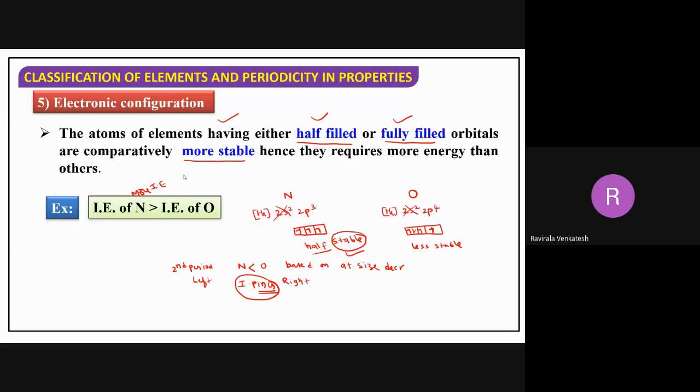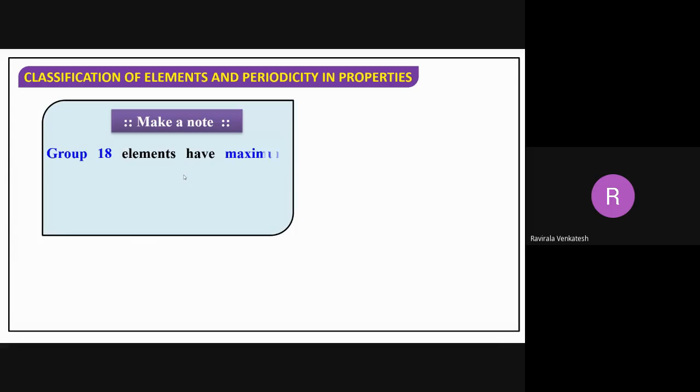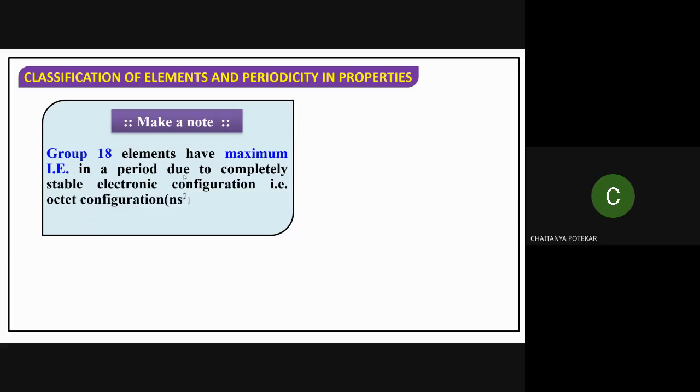So this is the fifth one, electronic configuration. With this I have completed all factors affecting ionization energy, isn't it? What factors have we completed? First factor is atomic size. Second factor is nuclear charge. Third factor is screening effect. Fourth factor is penetrating effect, penetrating power. Fifth one, finally, we discussed electronic configuration.